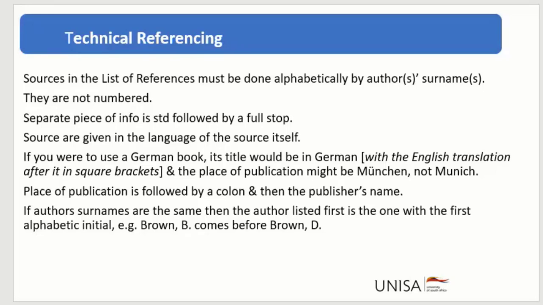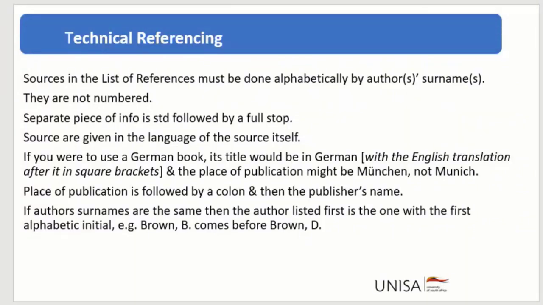Sources in the list of reference must be done alphabetically by author or authors, surname or surnames. So when I look at your master's dissertation, if I'm your examiner, I quickly just go to the list of reference and check if things are done alphabetically. There are students who are taking this alphabetical order of things for granted. And please, that shows no care and lack of detail.